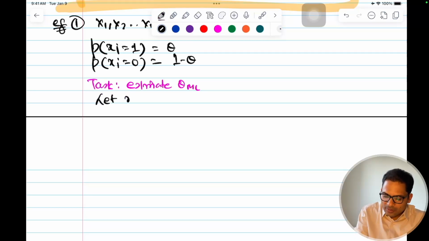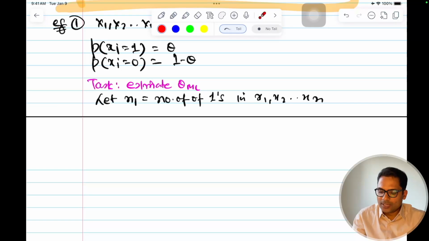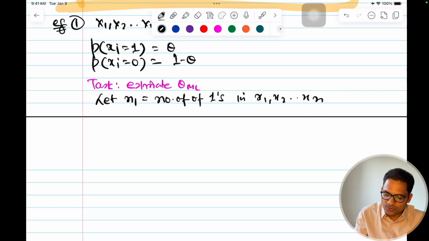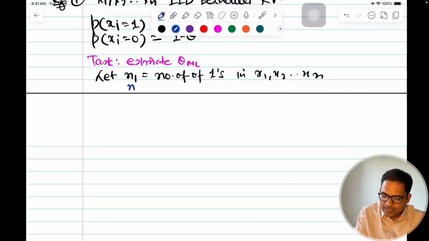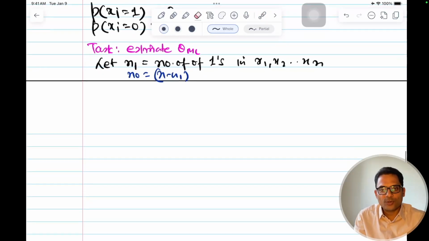Here, let n1 be the number of ones in x1, x2, xn. So there are n trials, right? Here it can be 1, here can be 0, here can be 0, here can be 1, like that. So what is the total number of ones in these n trials? That number of ones is n1, and the total number is n. So n0, the number of zeros, is equal to n minus n1, right? But I'll just use n1 and formulate this.